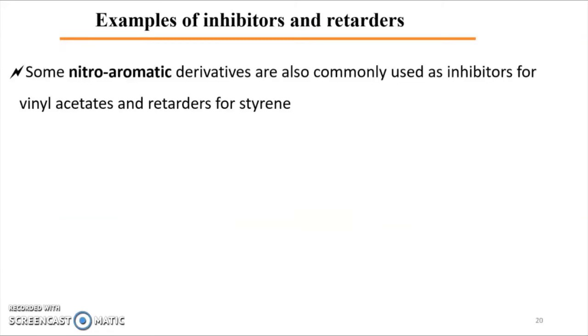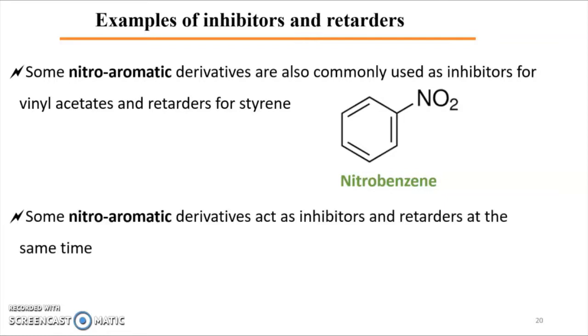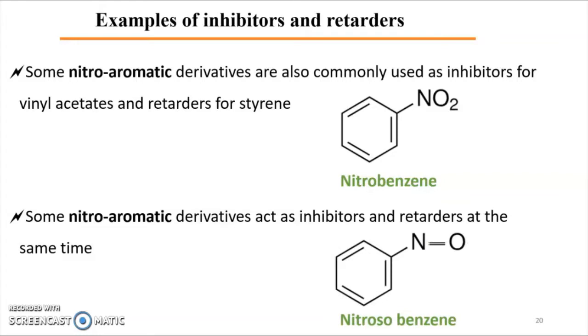Some nitroaromatic derivatives are also used as inhibitors for vinyl acetate, but are used as retarders for styrene. For example, nitrobenzene can act as an inhibitor for vinyl acetate, but as a retarder for styrene. Some other nitroaromatic derivatives act as inhibitors and retarders at the same time. An example of this is nitrosobenzene. In the presence of nitrosobenzene in the medium, we have a delay in the start of the polymerization where it acts as an inhibitor, and then we have a decrease in the polymerization rate as it acts as a retarder.